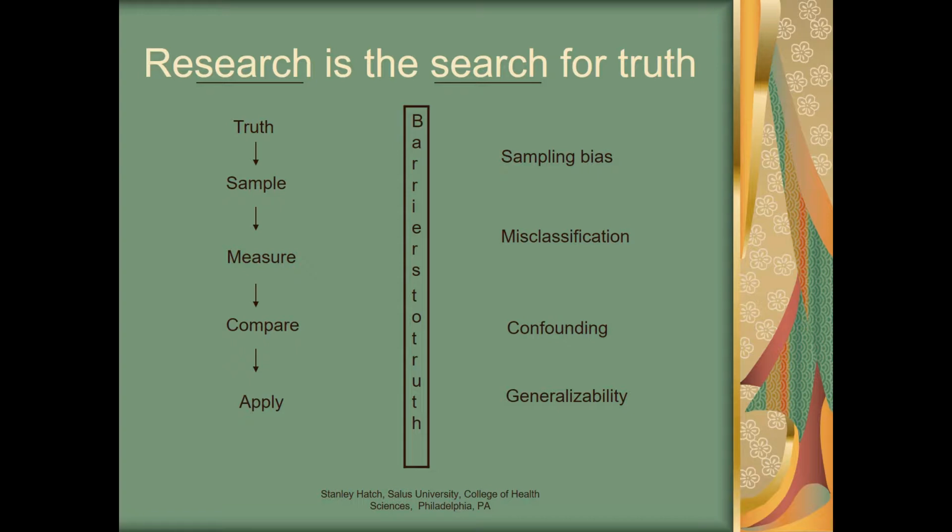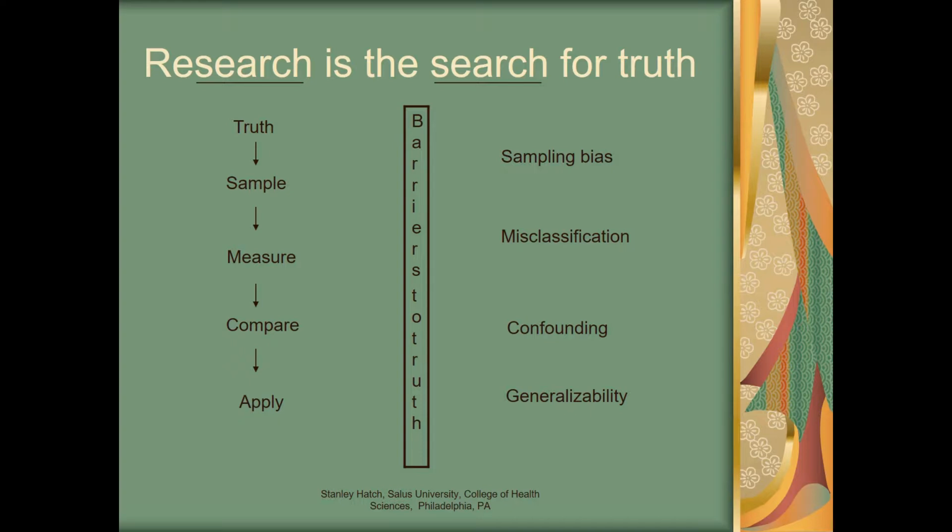Next, you actually have the measurements. Errors in measurements, such as a sphygmomanometer that is inaccurate, either too high, too low, or random, is called misclassification, or information bias, or measurement bias. And in part 2, we will talk about the different types of misclassification, primarily random and differential.